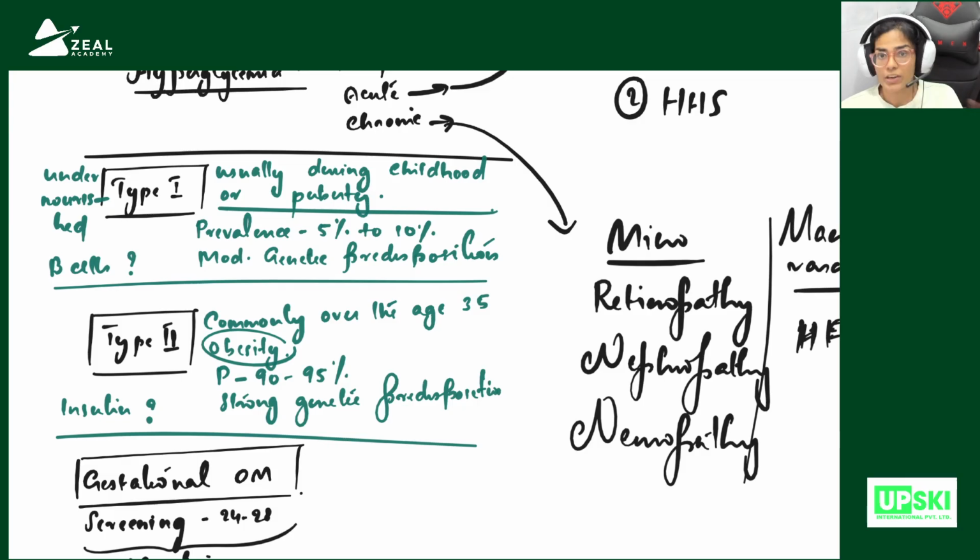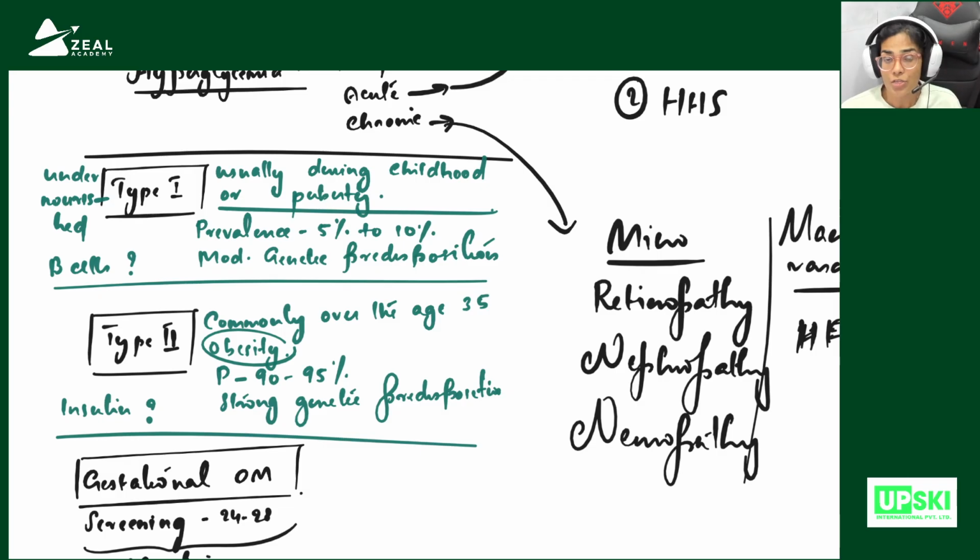And prevalence means what percentage of people have type 1 diabetes. Among all the diabetes patients, only 5 to 10% have type 1 diabetes mellitus, and the other 90 to 95% will have type 2 diabetes. So the prevalence is only 5 to 10%. And what about the genetic predisposition? Here we do not have a strong genetic predisposition. We have a moderate genetic predisposition.